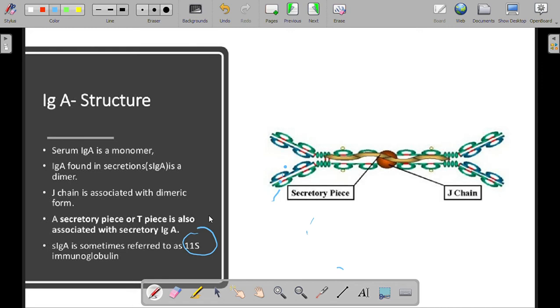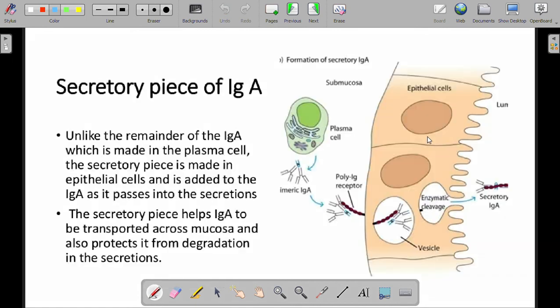So this is the dimeric structure, and this is called the secretory piece. This is the secretory piece, and this is the J chain, which joins together the two IgA molecules. Unlike the remainder of the IgA, which is made in the plasma cell, the secretory piece is made in the epithelial cell and is added to the IgA as it passes into the secretions. The secretory piece helps IgA to be transported across the mucosal membrane and also protects it from degradation in the secretion.